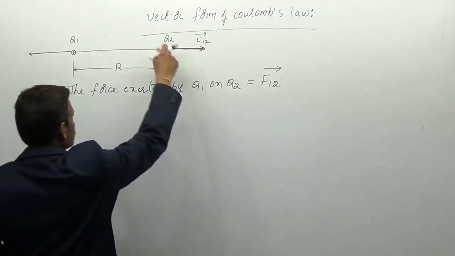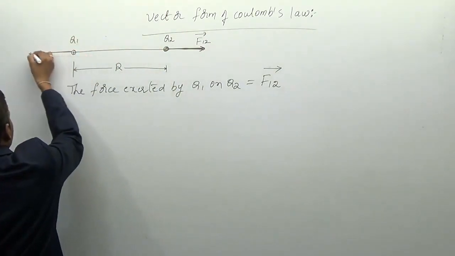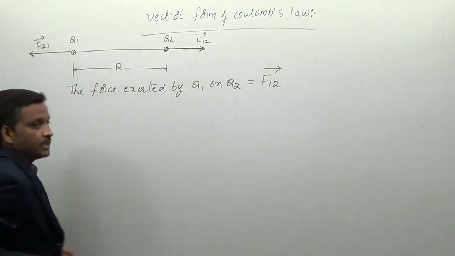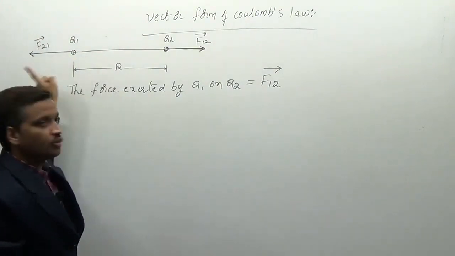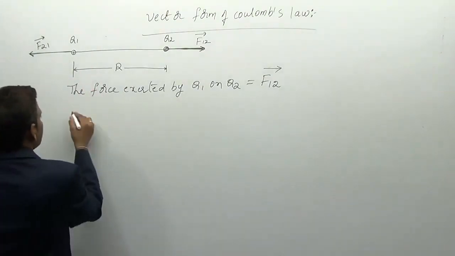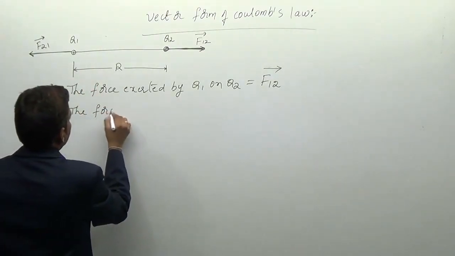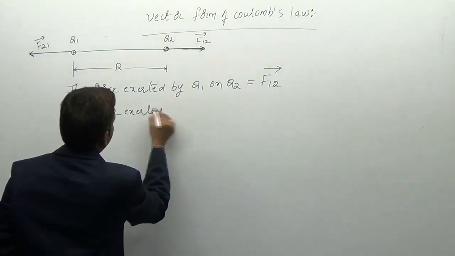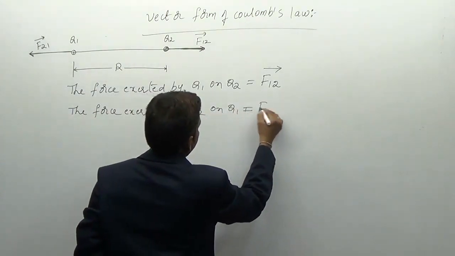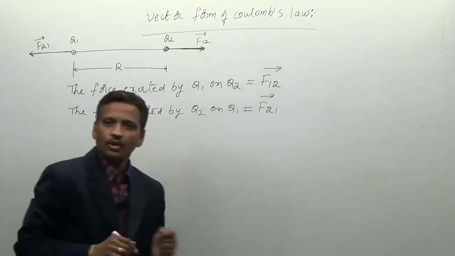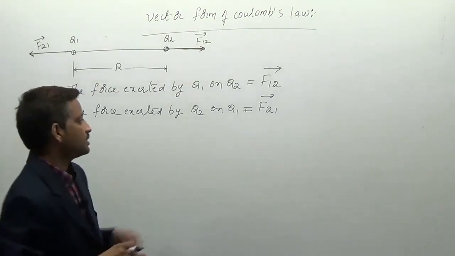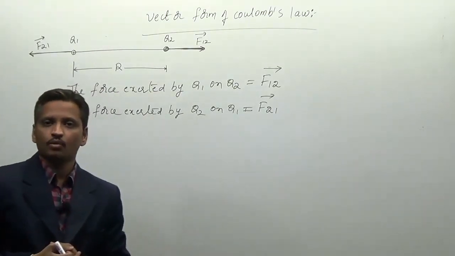Similarly, if Q2 is exerting force on Q1, then Q1 will be moving along the line joining them. So F21 will be in this direction. The direction in which Q1 is moving is the direction of F21. That is, the force exerted by Q2 on Q1 is F21. These two will definitely be equal in magnitude but opposite in direction. Let us show how we are going to get that.